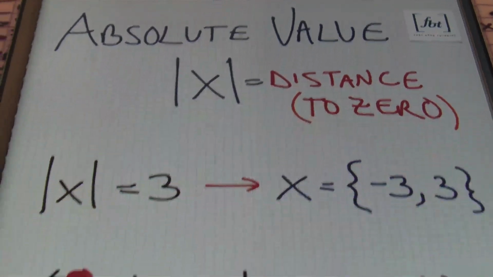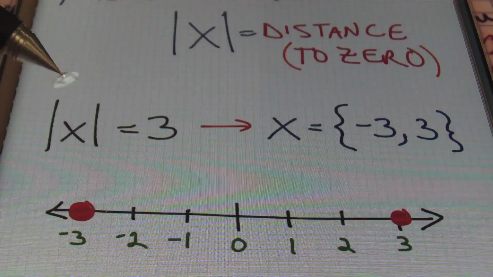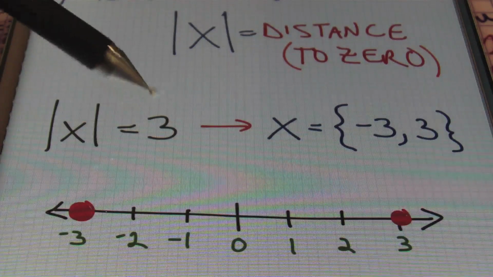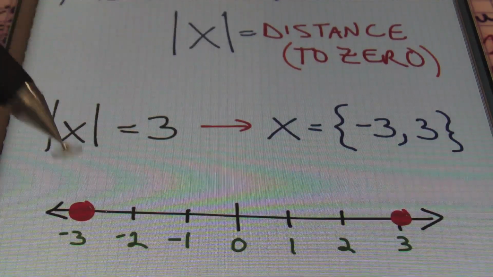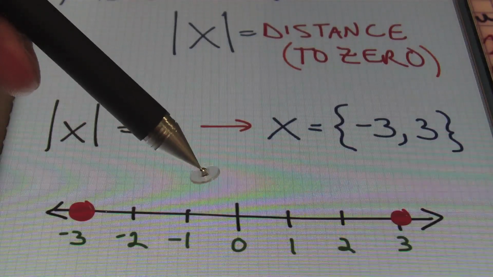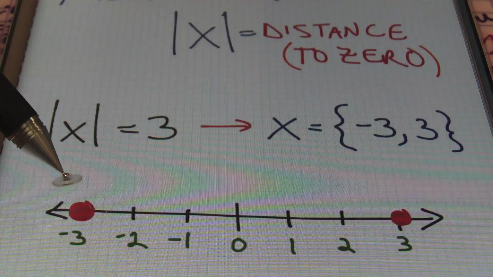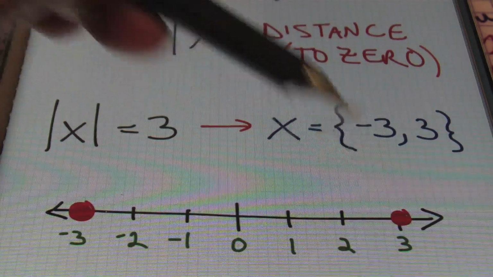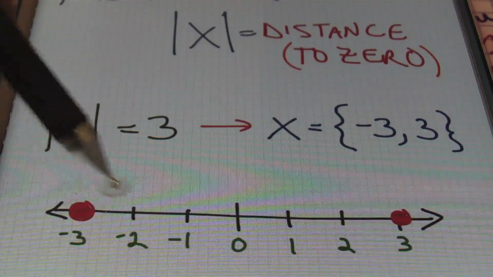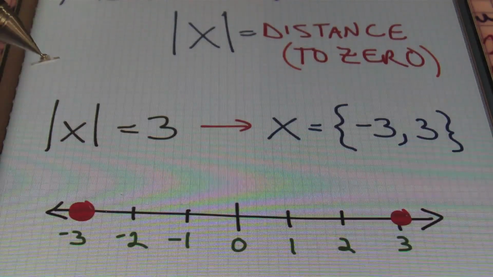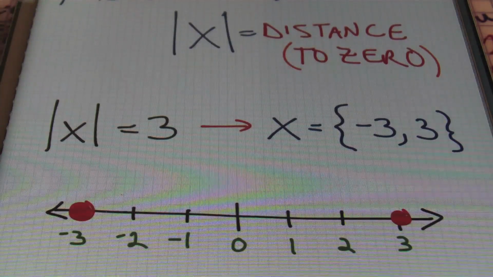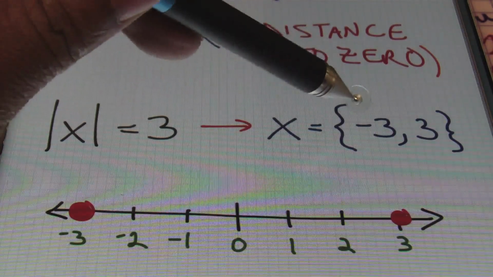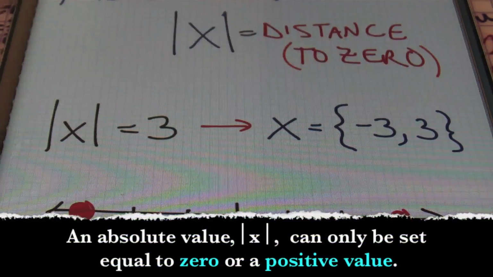So let's check out this example right here. Let's say that I'm trying to find the absolute value of x, which equals 3. Well, ladies and gentlemen, here on my number line I'm showing that the distance to zero that equals 3 would be if I were to begin at -3, and also if I would start at +3. I would still be 1, 2, 3 places away from zero either way. Because of that, you would end up with two solutions: x equals -3 and x equals +3.